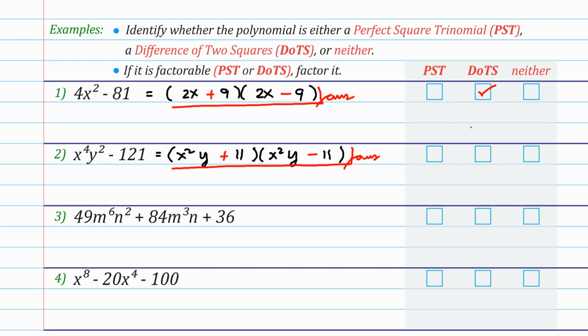Again, reminder, let me check. I almost forgot. It's a difference of two squares. Always remember then that you can always check by using FOIL method. Multiply them to check whether your answer is correct or not.